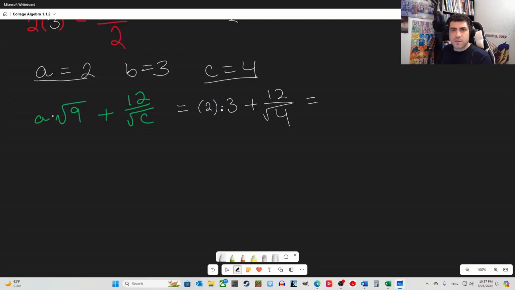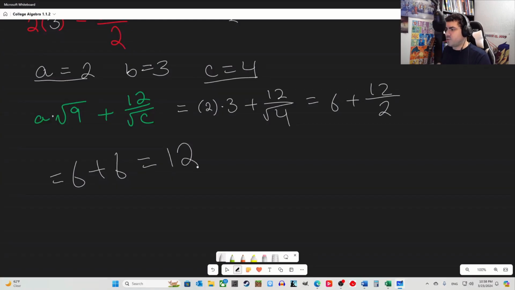2 times 3. That's 6 plus 12 divided by the square root of 4. What is that? What times itself 2 times equals 4? 2. Next step. 6 plus 12 divided by 2, 6. 6 plus 6, final step, equals 12. That's your answer. So, it's not difficult.